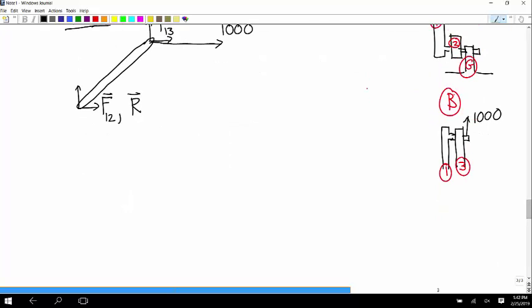And now I'm going to write out the force vector and the moment vector. We're going to use Newton's laws for this.